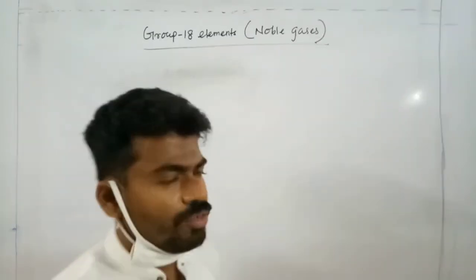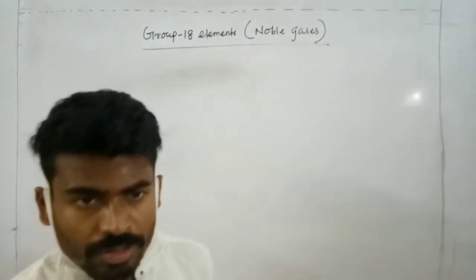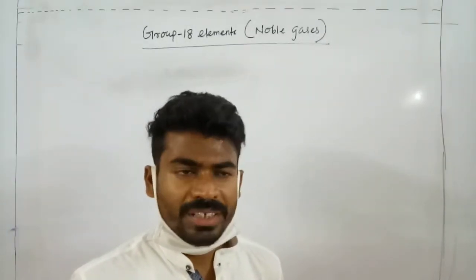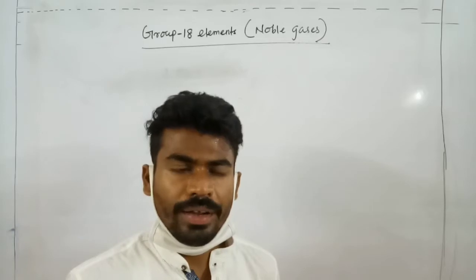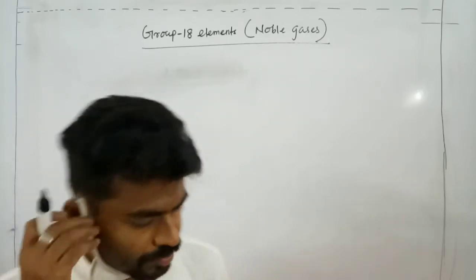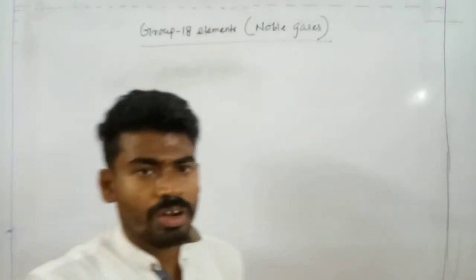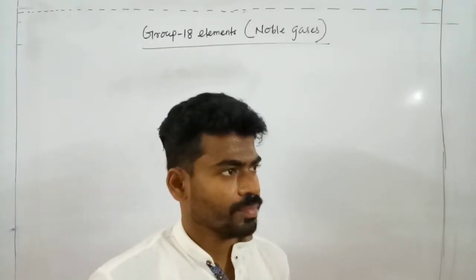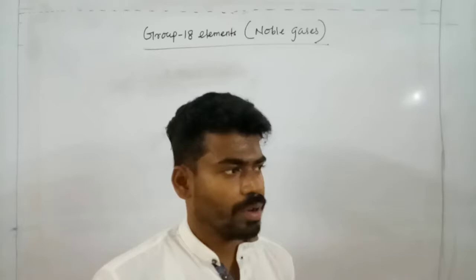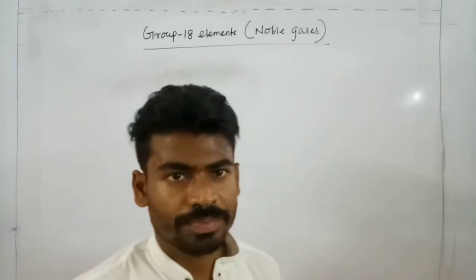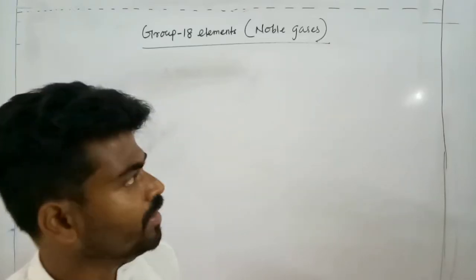Okay, you know there are 6 elements present in group 18 of the long-form periodic table. These noble elements are present in group number 18 of your p block. Okay, what are these elements?